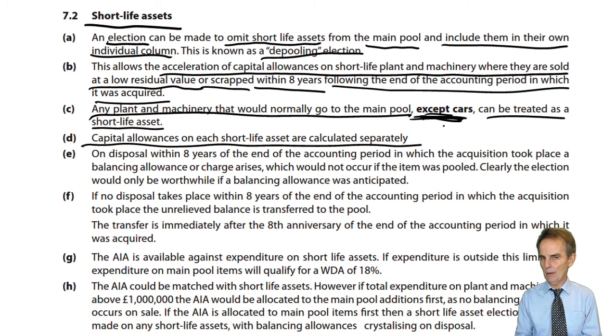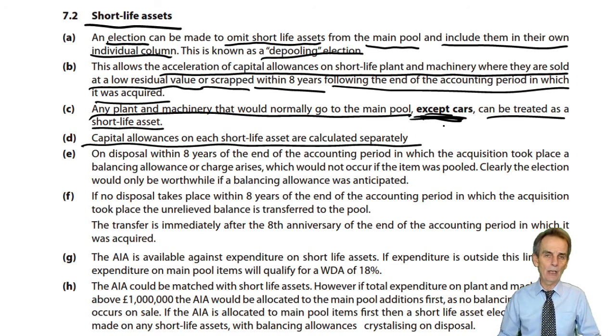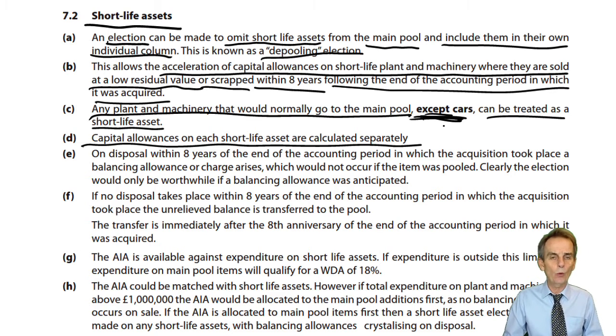It is therefore incredibly unlikely that any unincorporated trader, at least, is going to have such main pool expenditure in a 12-month accounting period that exceeds £1 million. What it will mean, therefore, is if you get your AIA, you've had 100% relief. The whole cost immediately relieved against the trading profits of that period. That's as good as it's going to get.